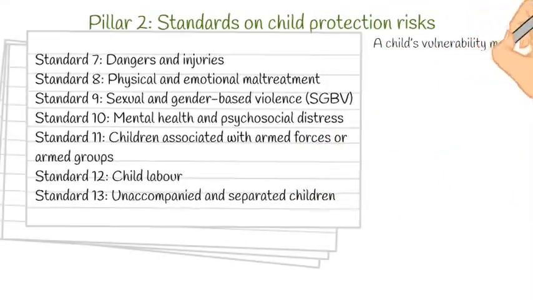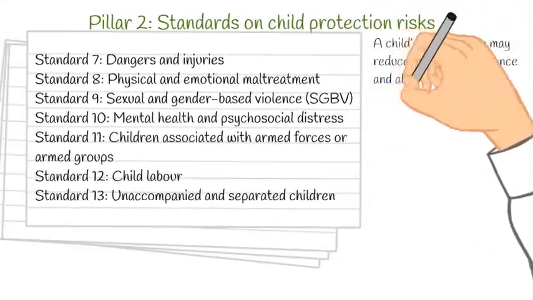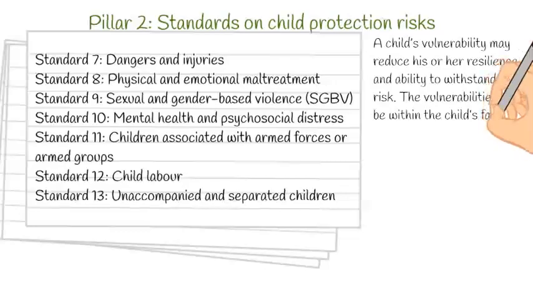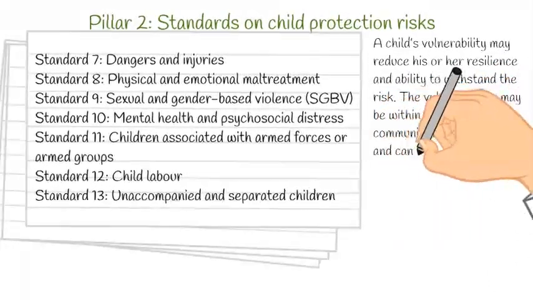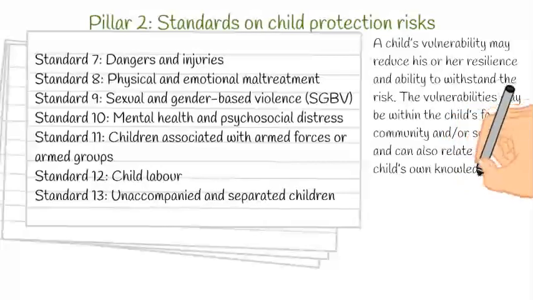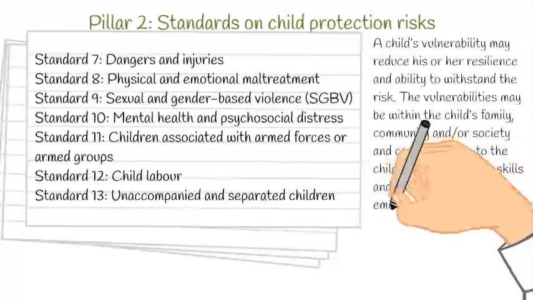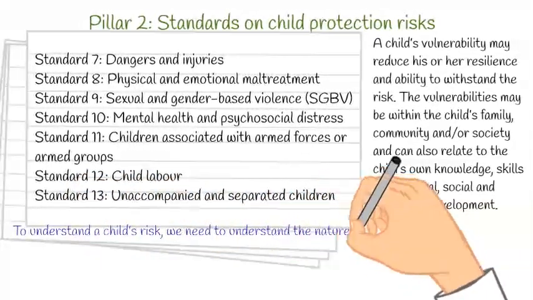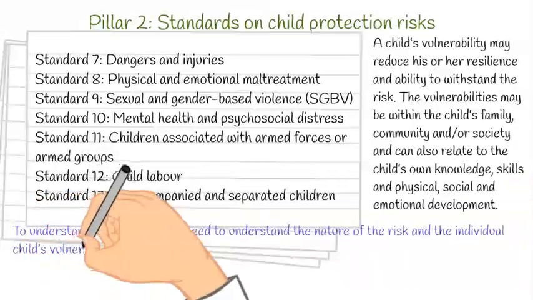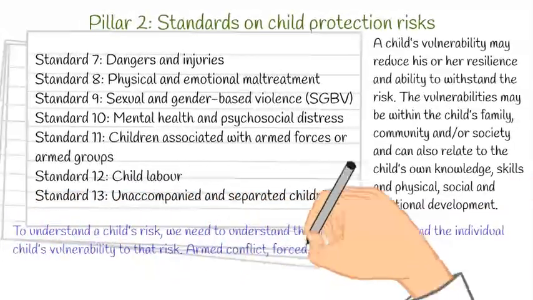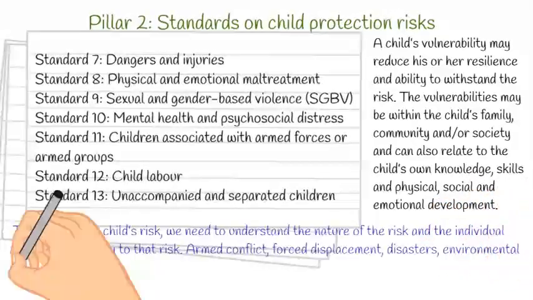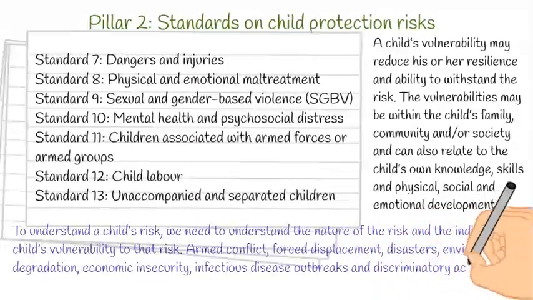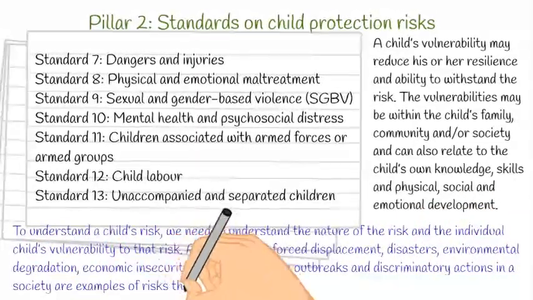A child's vulnerability may reduce his or her resilience and ability to withstand the risk. The vulnerabilities may be within the child's family, community, and/or society and can also relate to the child's own knowledge, skills and physical, social, and emotional development. To understand a child's risk, we need to understand the nature of the risk and the individual child's vulnerability to that risk. Armed conflict, forced displacement, disasters, environmental degradation, economic insecurity, infectious disease outbreaks and discriminatory actions in a society are examples of risks that can impact a child's protection.